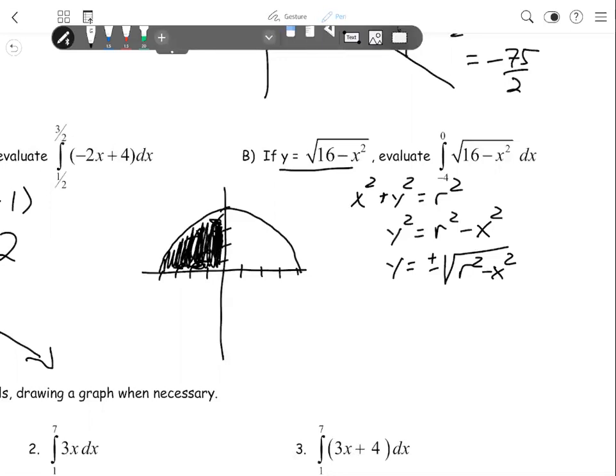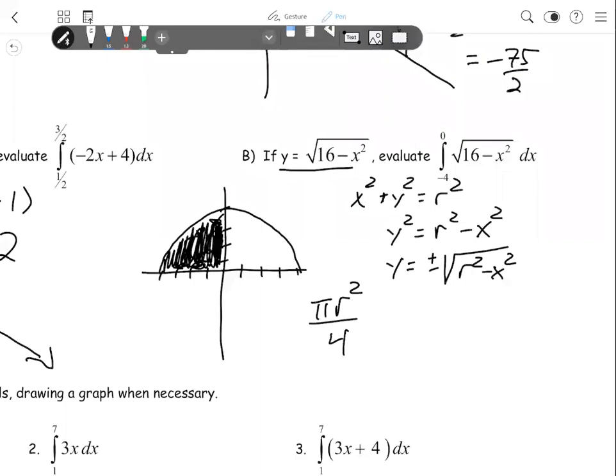Okay, so the area of a circle is pi r squared. If it were the whole semicircle, it would be pi r squared divided by 2, but I have 1/4 of a circle in this case. So my formula is going to be pi r squared divided by 4.